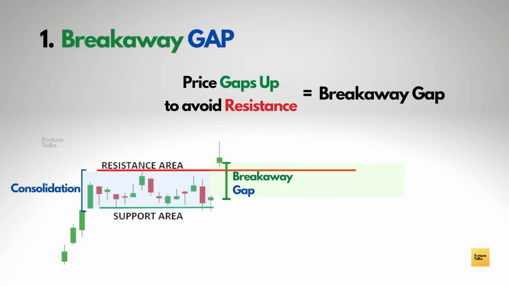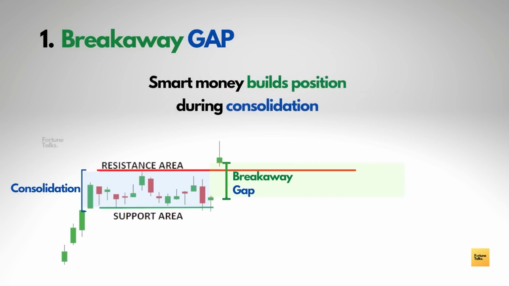Now after the breakaway gap has occurred, we have a clear sign of strength. The smart money does not want to have to buy the stock at higher prices because they have already bought their main holdings at lower levels during the consolidation, and they also know that a breakout above the old resistance area will create a new wave of buying in the market.